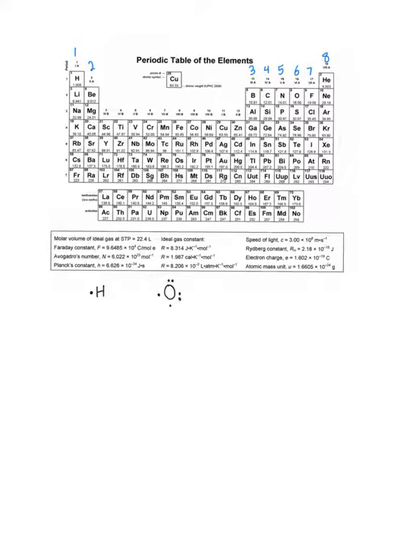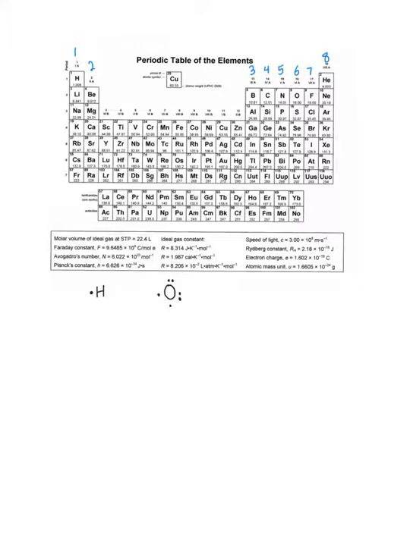In this way, we can show how many bonds a single atom can make in molecules. So oxygen has 2 unpaired electrons. That means it can make 2 bonds in molecules.